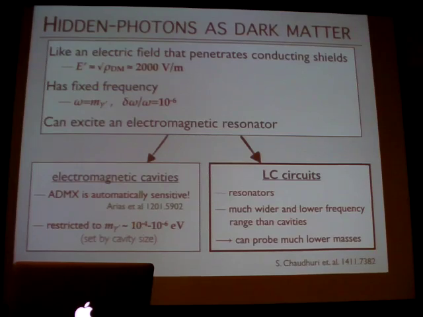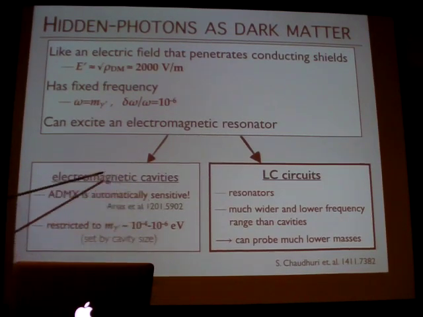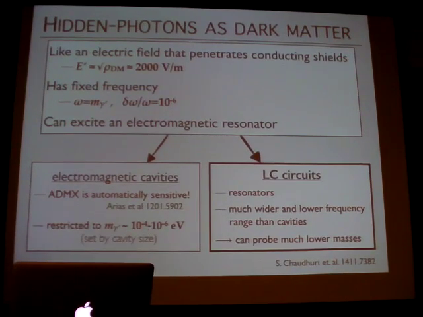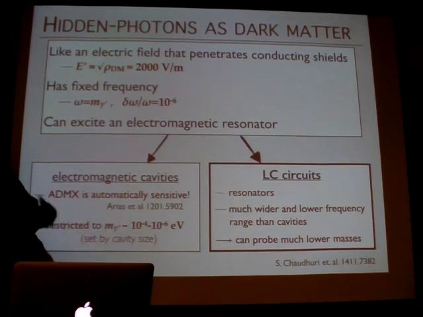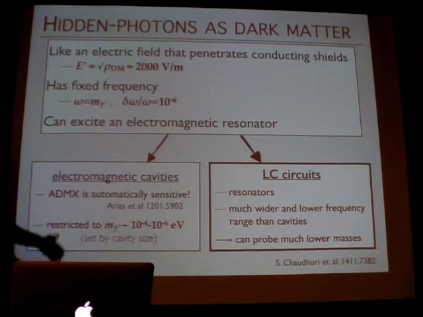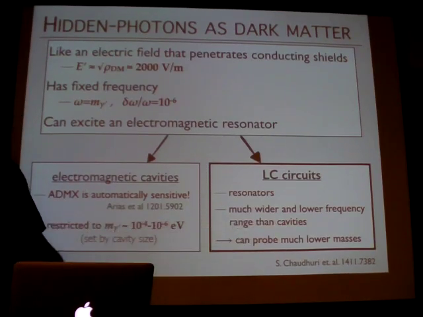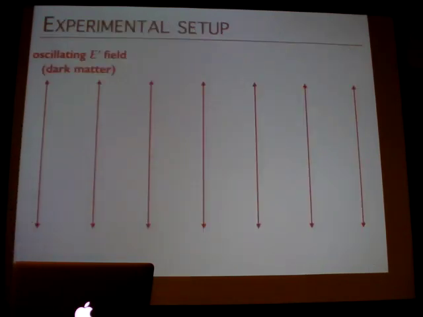So in this paper we propose that instead of just sticking with electromagnetic cavities and being restricted to the range of frequencies they operate at, one could construct LC oscillators, radio sets. Those things can resonate over a much wider range of frequencies. We know how to do that technology really well, and that will allow us to probe much lower masses. That's the idea. So here's the experimental setup.